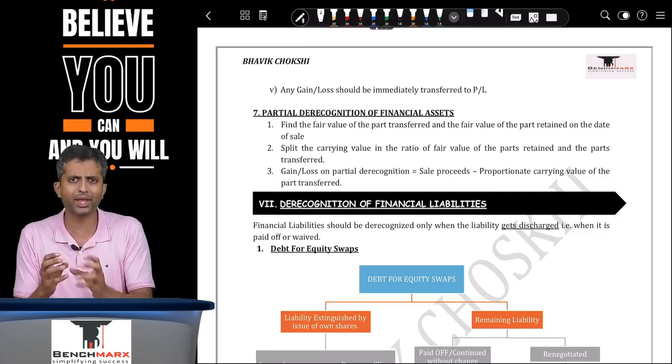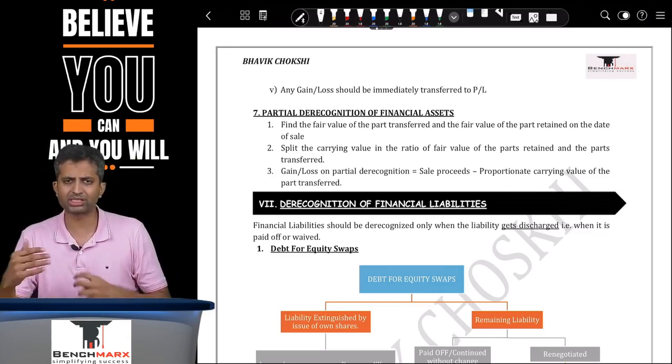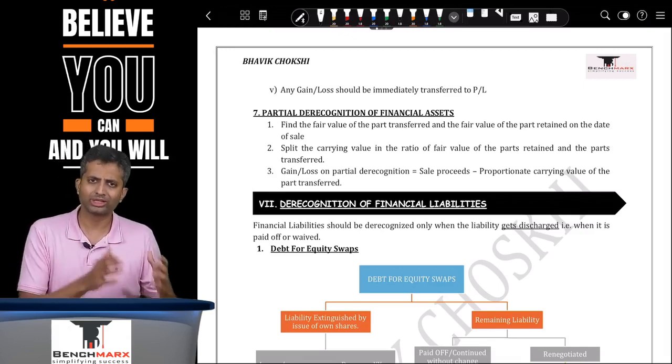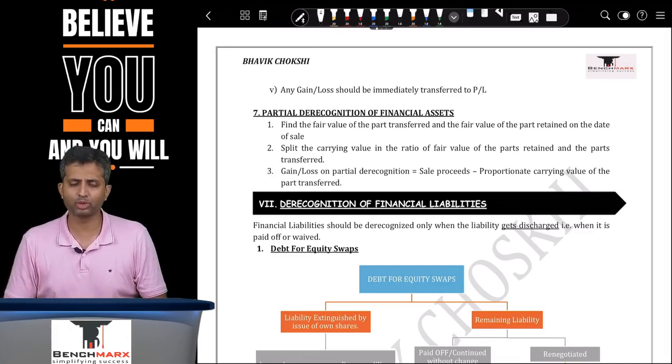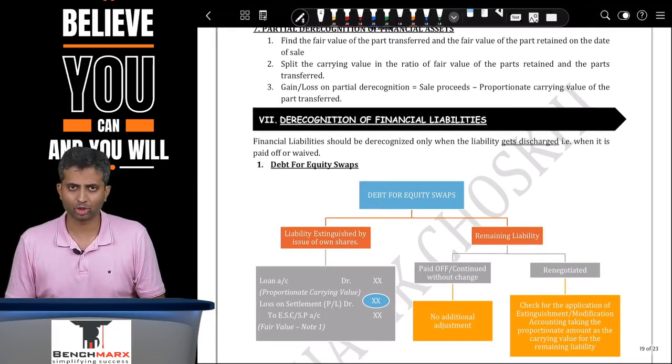So you will compare the fair value of the entire bond with the fair value of the part that is transferred, and in that ratio you will split the carrying value as well. So that will give you the proportionate carrying value of the part transferred. And accordingly, you can recognize the gain or loss.